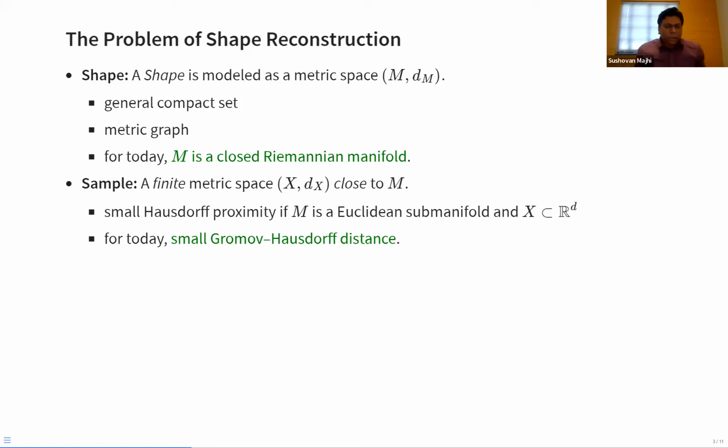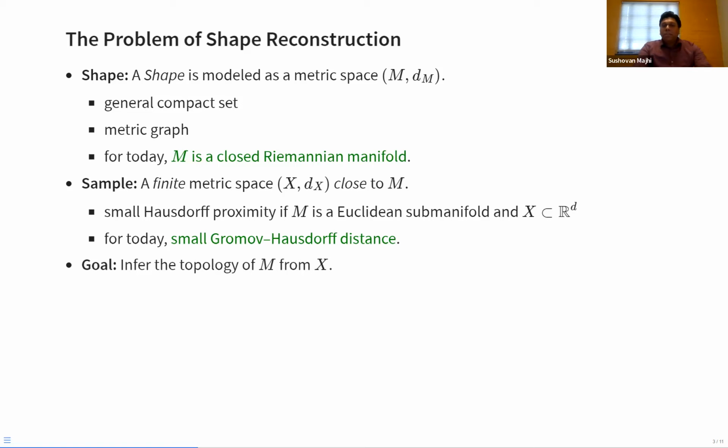But for today, we'll talk about a different type of error scheme where we're assuming that M, the manifold to reconstruct, and the space X, the sample, are abstract metric spaces without any possible embedding. Maybe even if they have any embedding, we'll try to disregard them. And we're asking if, for a good sample, they have a very small Gromov-Hausdorff distance. I'll give you the definition shortly, but roughly it means that they're metrically very close.